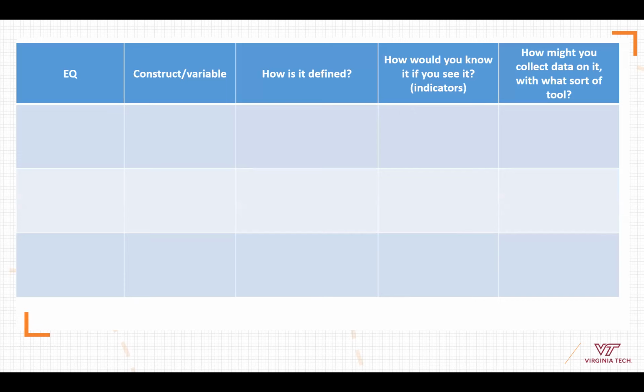This is from the systems evaluation protocol. Once you have your evaluation question, your construct or variable is basically your outcome. So all of those wonderful outcomes listed in the GRU outcome guide are constructs or variables. The indicator column from the guide that Jan showed you is essentially those two middle columns of how is it defined and how would you know it if you saw it. And then that lets you make a more informed decision about how you should actually be collecting data on that tool.